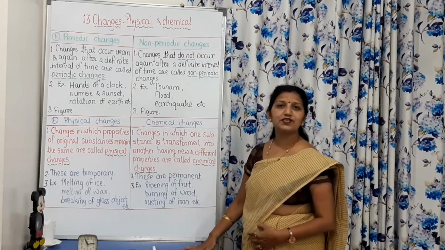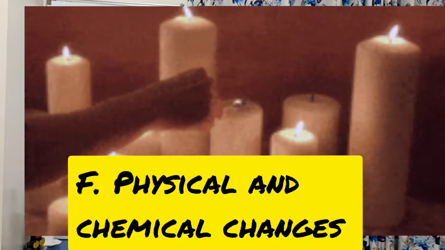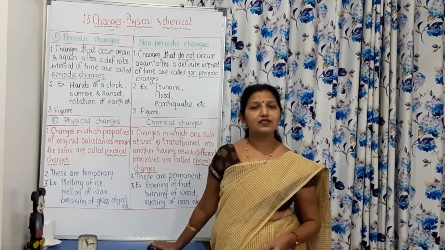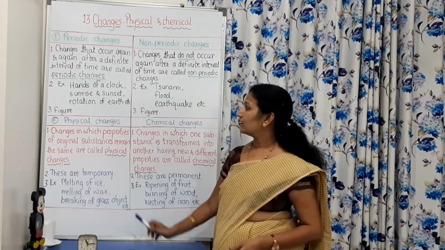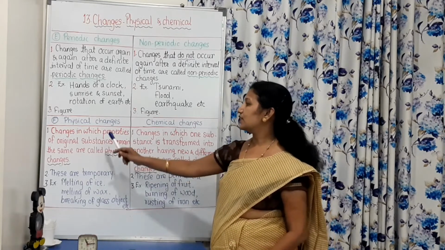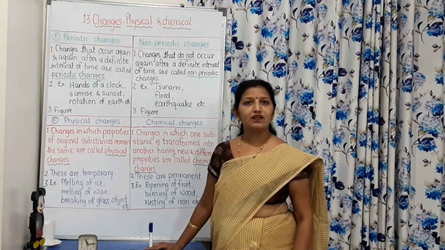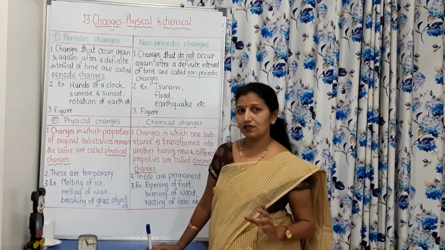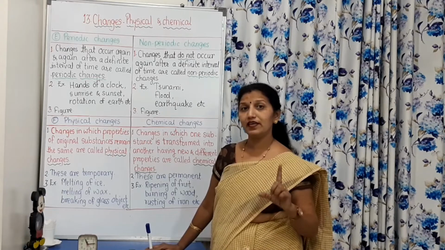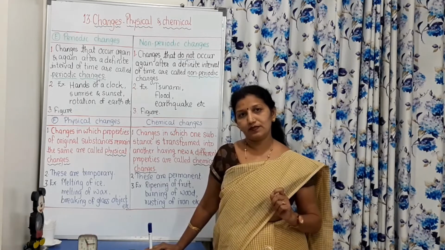Now we will turn to the next type of change, and that is physical change and chemical change. Physical change is called Bhautik Badal in Marathi, whereas chemical change is called Rasayanik Badal in Marathi. Let us see the definition of physical change. Changes in which properties of original substances remain the same. When the change occurs from one state to another, there is a change, but there is no difference in the properties of the original substances.